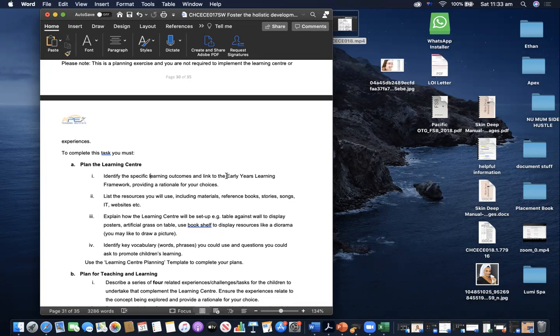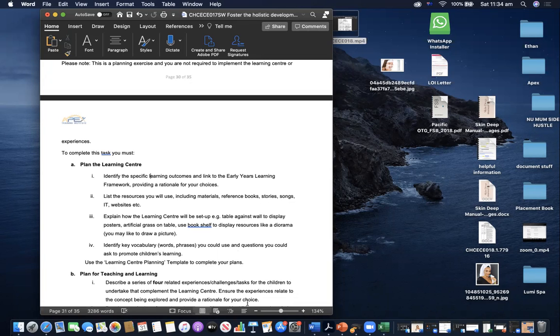Explain how the learning centre will be set up. So are you going to put it on a table? Are you going to have posters? Are you going to have books? Are you going to turn your book corner all into books about bugs and things that fly? Are you going to have artificial grass? Are you going to have props? Are you going to have, I don't know, bugs, display items, whatever, okay?